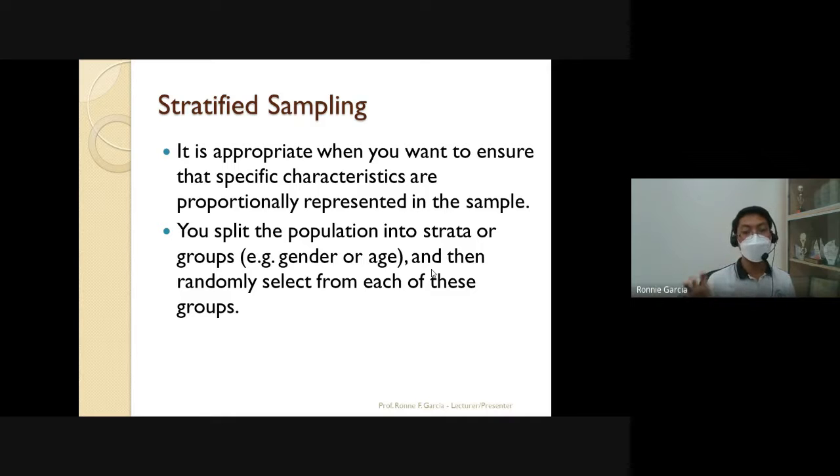So since nag-allocate na ka og number of respondents or sample per strata or group, then that is under stratified sampling. So bawat school, pwede na ka dito mag-random-random. So sa UM, pwede ka mag-systematic sampling. Sa SMC, pwede ka mag-random sampling. Sa UCEP, pwede ka mag-random sampling. So since naa kay different groups karon, then ang tawag ato is stratified sampling. Nasabtan ninyo? Stratified ang tawag anak kay grupo-grupo naman ni siya.